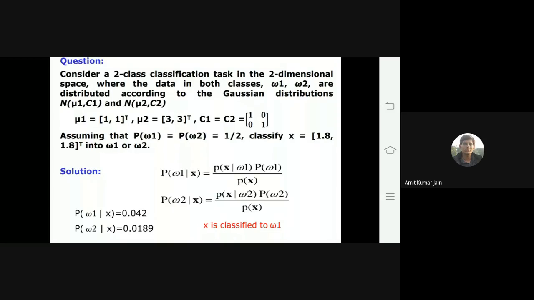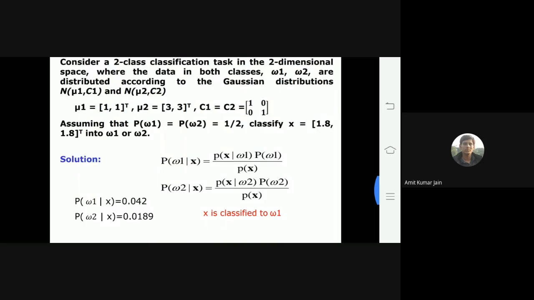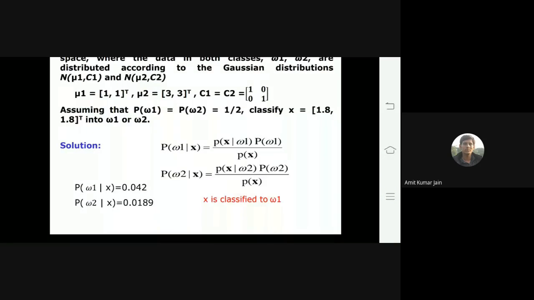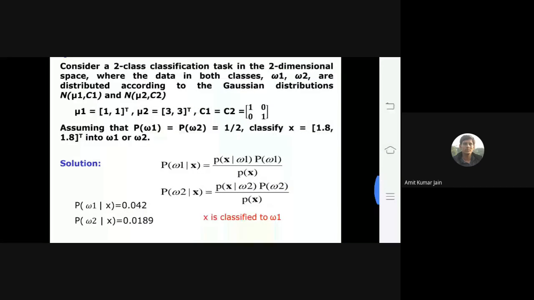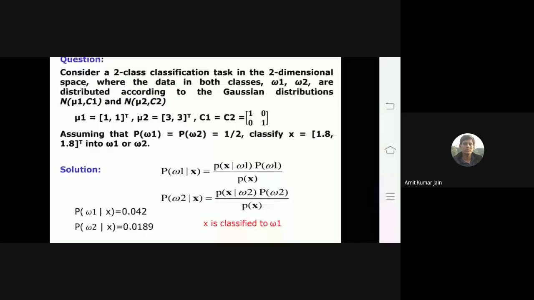The test sample is 1.8, 1.8. It is of two dimensions, and everything is given to you: mu1, mu2, c1, c2, P of omega 1, omega 2. Right now, for this x value, you have to calculate two posterior probabilities, one for each class, and check which posterior probability is higher. I have calculated the posterior probability values, and you have to check whether they are correct or not, because I calculated by myself and maybe it is sometimes wrong. So you have to check it by using that formula.